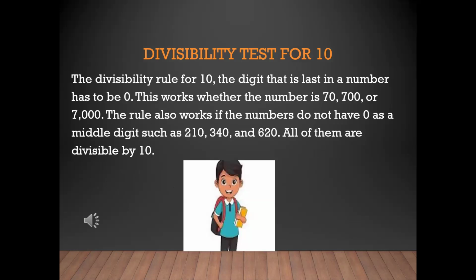Divisibility test for 10. The divisibility rule for 10: the digit that is last in a number has to be 0. This works whether the number is 70, 700 or 7000. The rule also works if the numbers do not have 0 as a middle digit, such as 210, 340 and 620. All of them are divisible by 10.